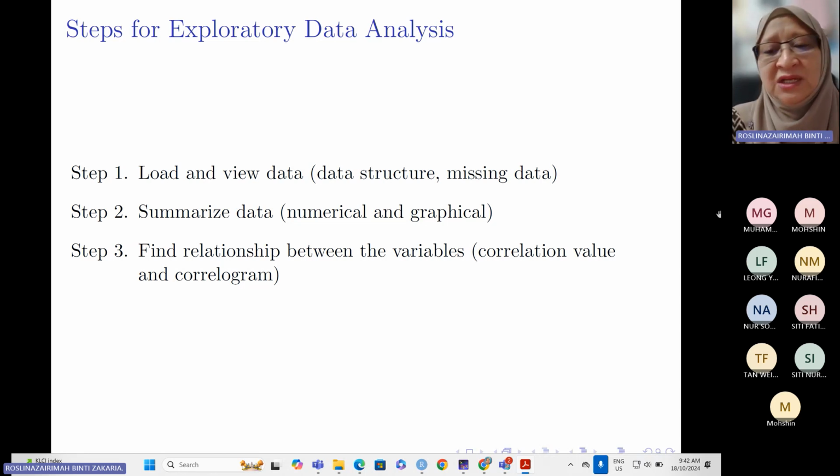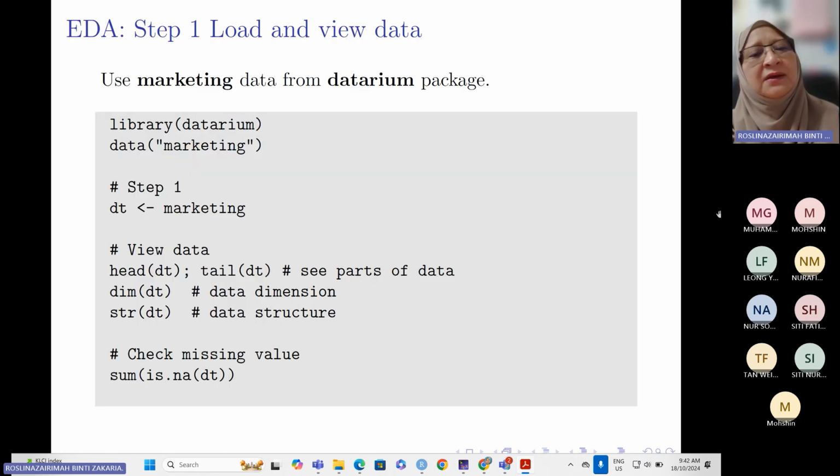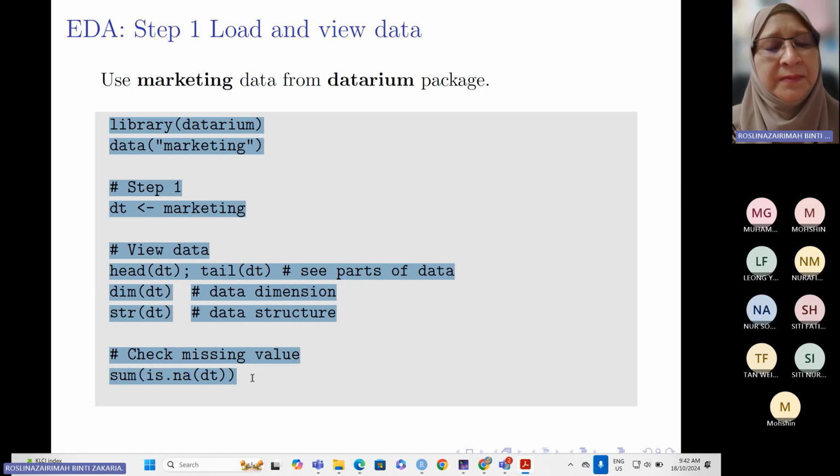a correlogram. I share with you a very nice graph of a correlogram, with all the codes that we have collected. For example, this one. I think you better copy and paste it into R.